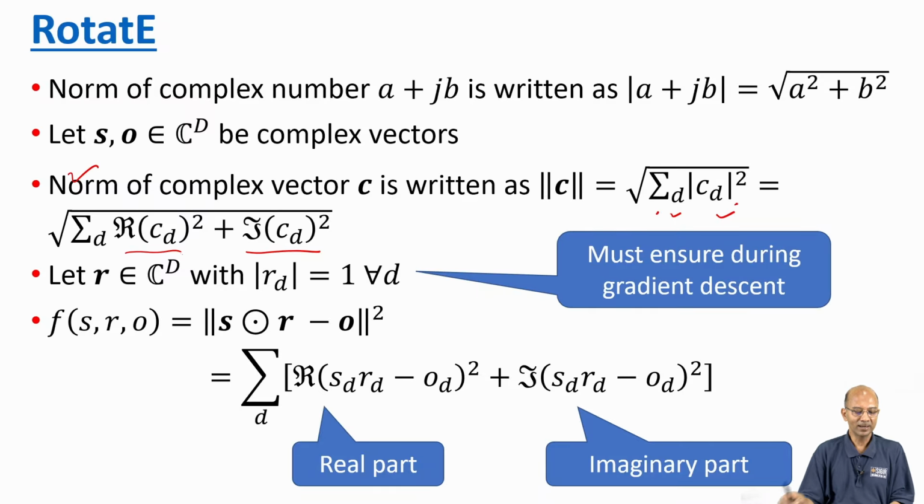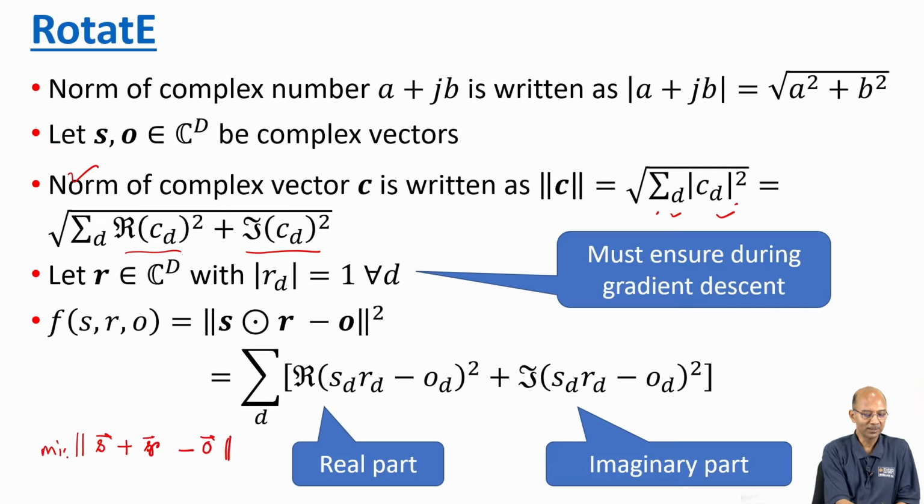Just like earlier in TransE, our loss became subject plus relation minus object, and we wanted to minimize this. This time we'll start with the subject, we will multiply by the relation which amounts to a rotation, and now we want to get close to the object, so that will be a standard complex subtraction, and then we'll take the norm squared of that quantity.